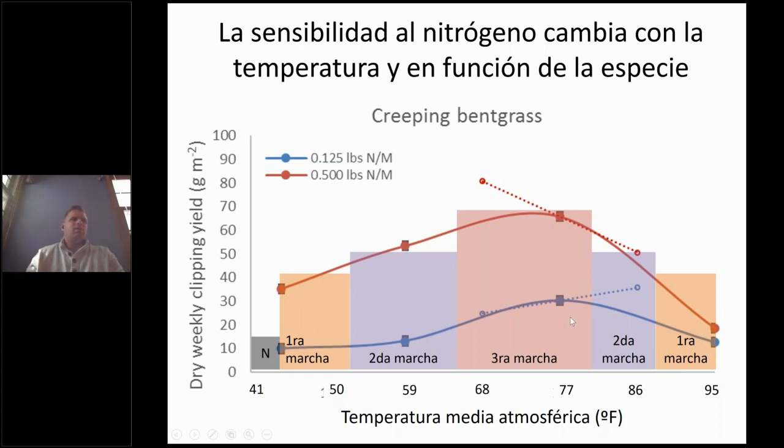So what that means is that when you're going out to schedule your fertilizer application, be aware of the temperatures. If we're seeing a lot of variability in temperatures, the response that we're going to get from that fertilizer is going to be very different.